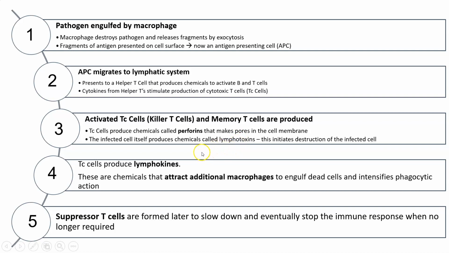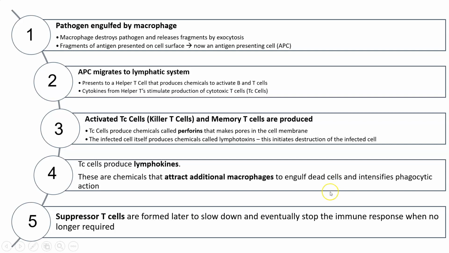After we've had perforins being released and lymphotoxins being released by the infected cell, the killer T cell will then go and secrete lymphokines. These are chemicals that attract additional macrophages and other cells involved in the immune response to engulf that dead cell and its contents. So this increases the phagocytic action of macrophages.